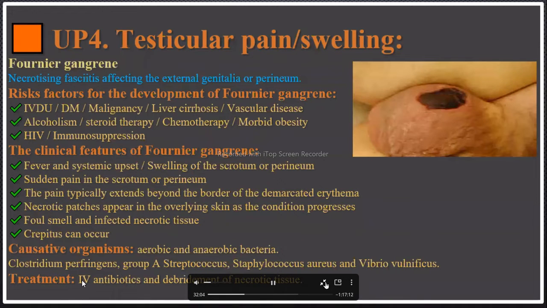Treatment: IV antibiotics and debridement of necrotic tissue. If they ask you about initial treatment, what do you think? Analgesia, IV antibiotic, IV fluid, and refer to urology. But if they ask you what is the definitive treatment? Antibiotics and debridement of necrotic tissue. Yes, debridement of necrotic tissue.